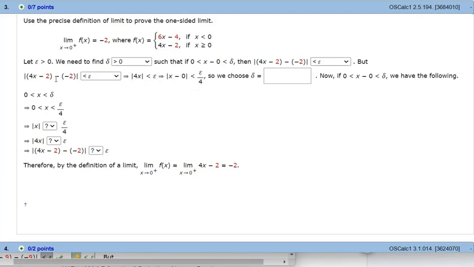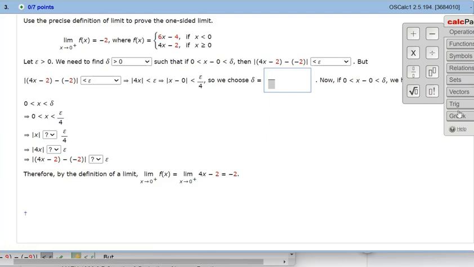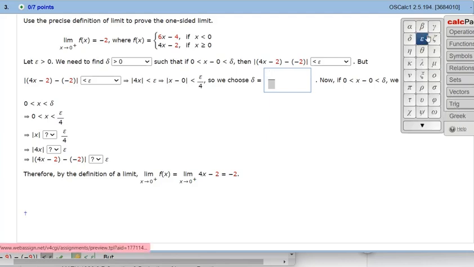They just divide 4 from both sides, from this inequality to this inequality. They just divide 4 from both sides. So that's why we're choosing our delta to be, in Greek over here, epsilon divided by 4.